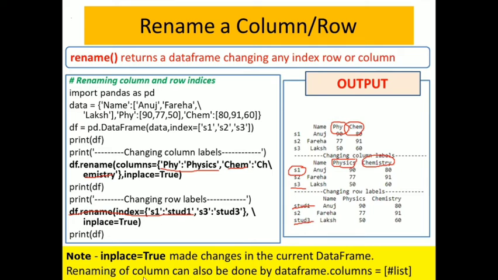There is one more method to rename a column, that is by df.columns. This is again an attribute and we are passing a list. But using this columns syntax we can only rename columns, and rows are not to be renamed using this syntax.